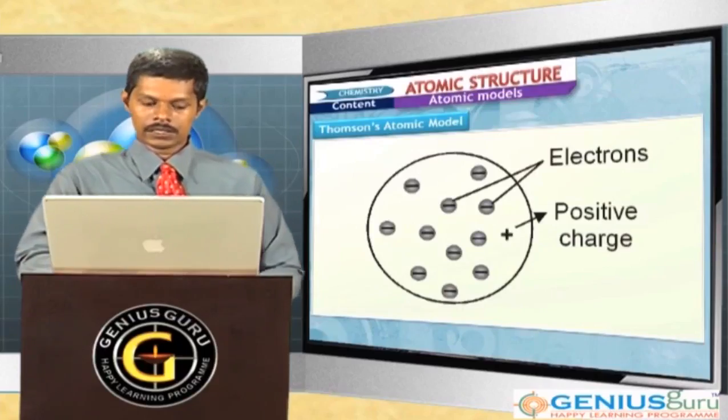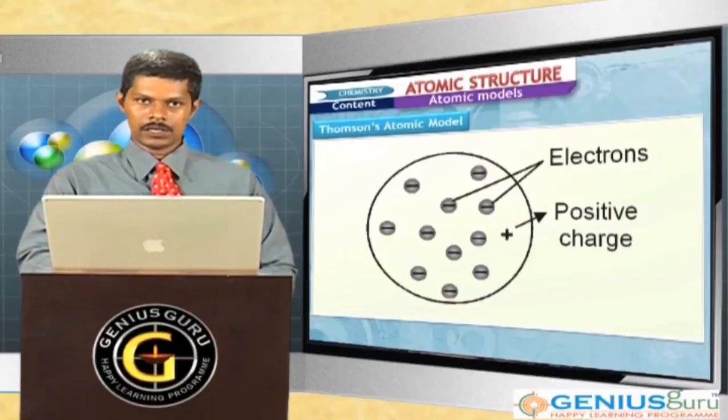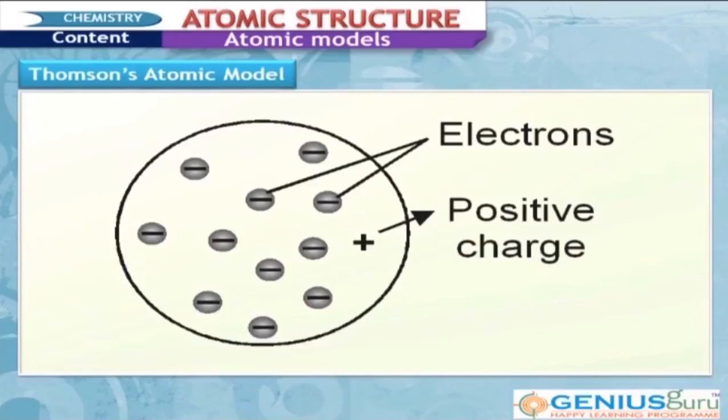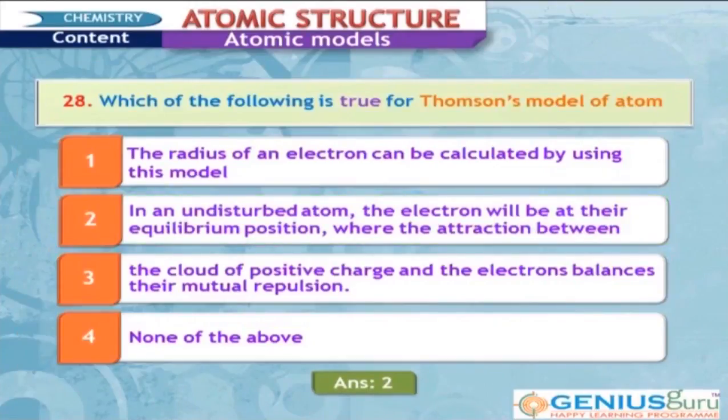To understand this, let us consider the Thomson atomic model. This is the Thomson atomic model. Look at this. This positive sphere is the nucleus, and these circles are called the electrons. Here at the equilibrium position, positive charge and negative charges are there. The repulsion between any two electrons will be exactly balanced by the attraction between the electron and the positively charged sphere. So this is the condition for maintaining neutrality and equilibrium in J.J. Thomson atomic model. Hence, the correct option is 2.